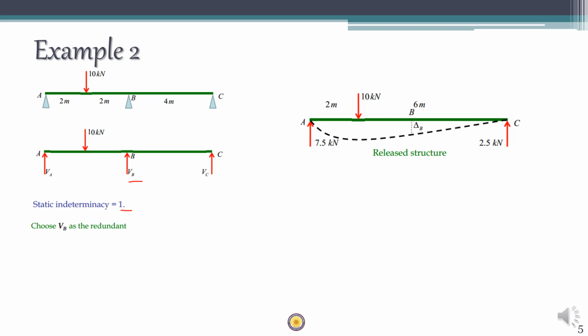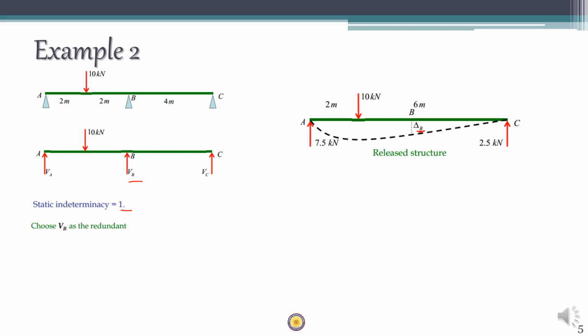Once this load is applied, we have to find the displacement corresponding to the redundant. The redundant was VB, so we have to find what is marked here as delta B, the deflection at B for this given loading. For this, you can use any method we had already learned in the previous semester. It can be either the conjugate beam method or the Macaulay method or the slope deflection method. Here I have used the conjugate beam method.